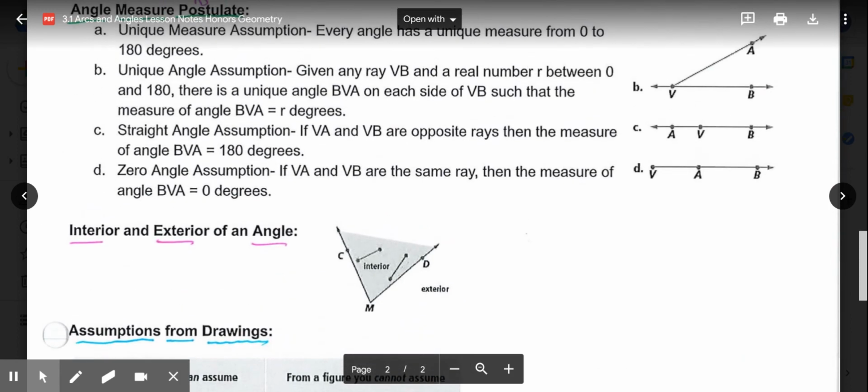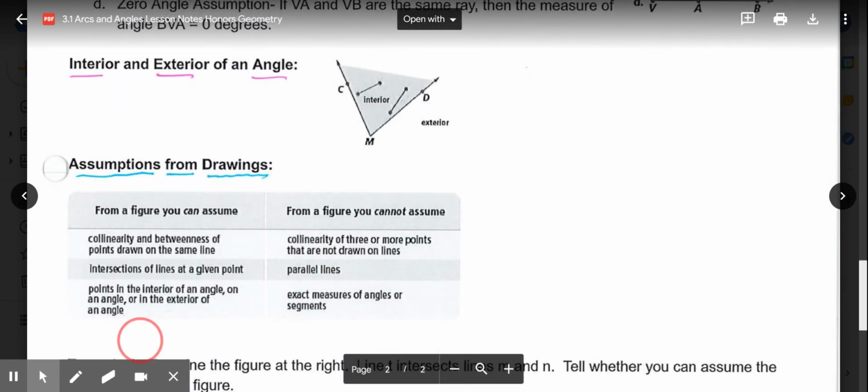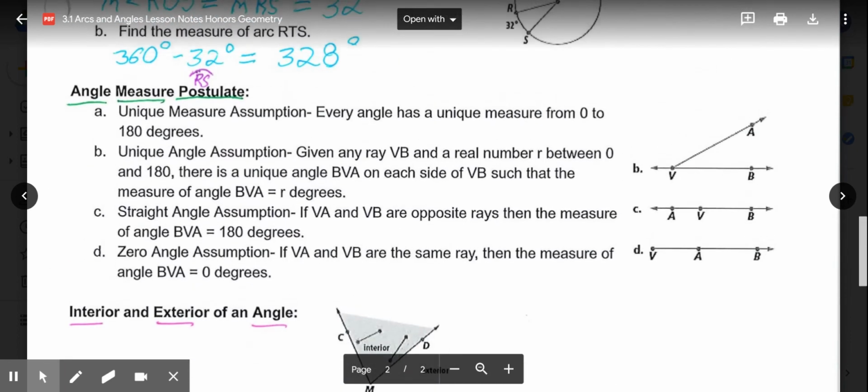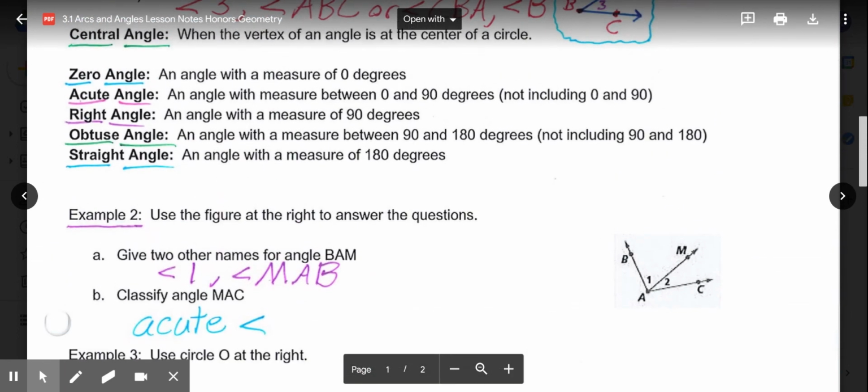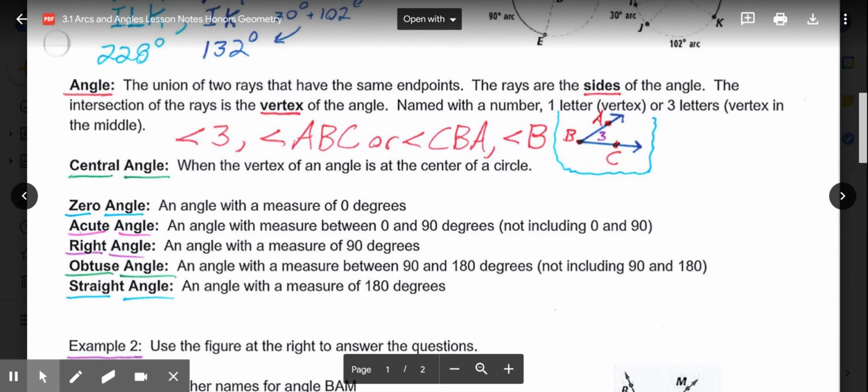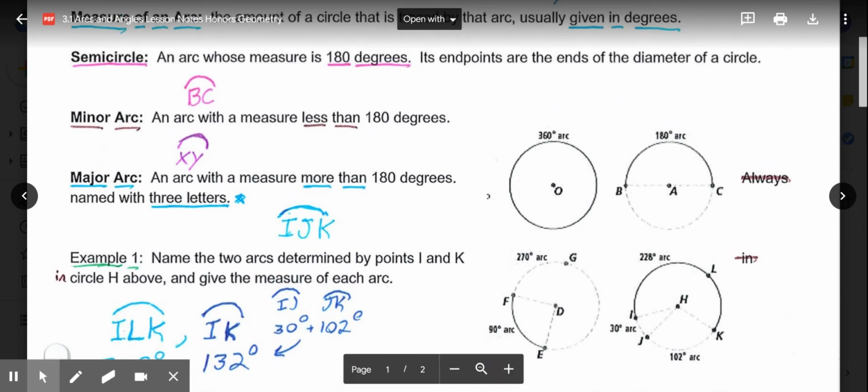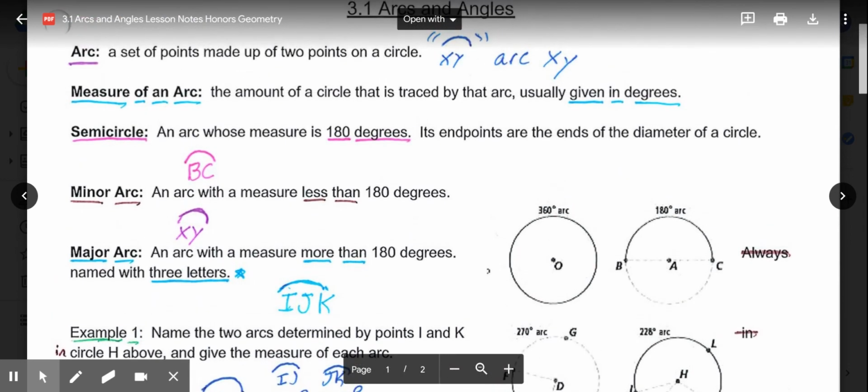So as you go through today's lesson, this table about assumptions from drawings will be important. And then all the different pieces from the top about the idea of angles, different classifications of angles, and the idea of arcs, minor arcs, and major arcs.